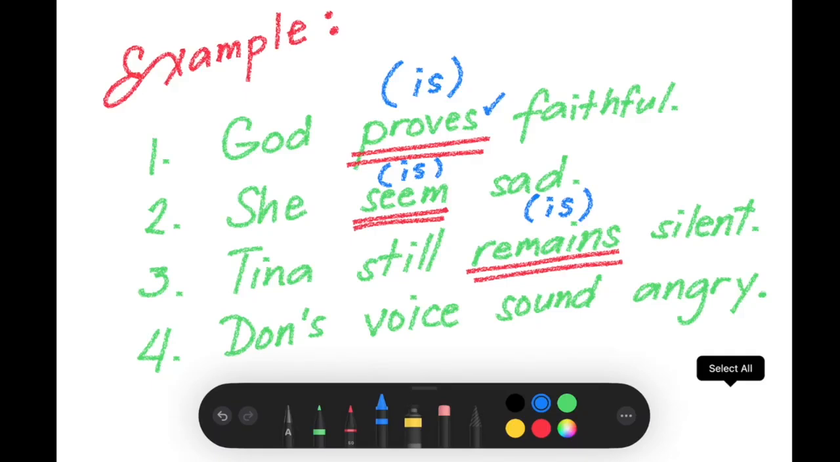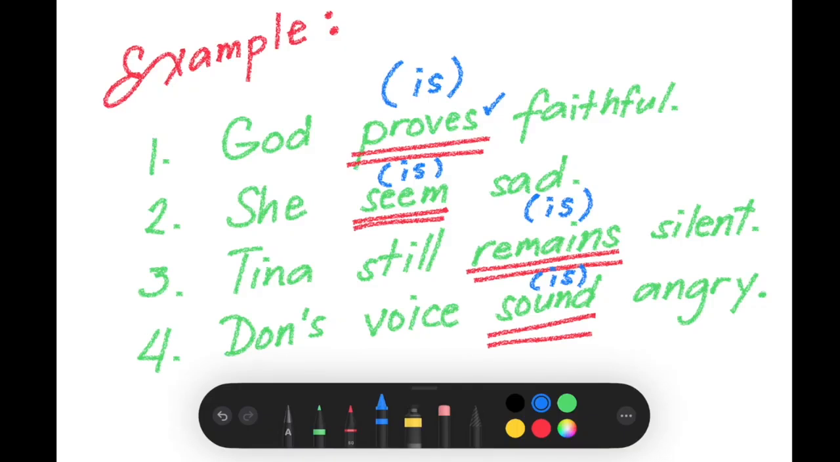Okay, last one. Dawn's voice sounds angry. Our verb here is sound. And sound here functions as a linking verb. And to test it, Dawn's voice is angry. Does that make sense? Yeah, it still does make sense. So, sound there is really a linking verb.